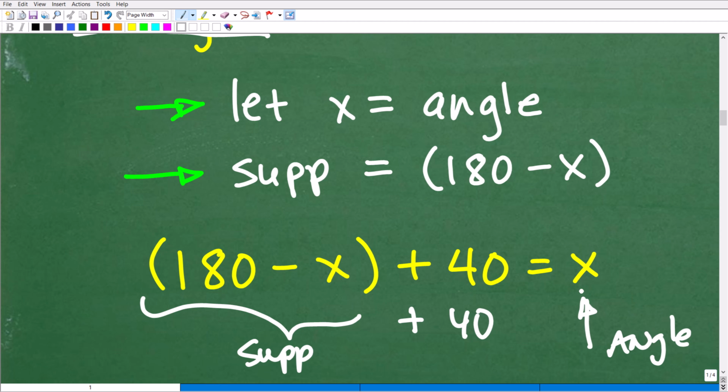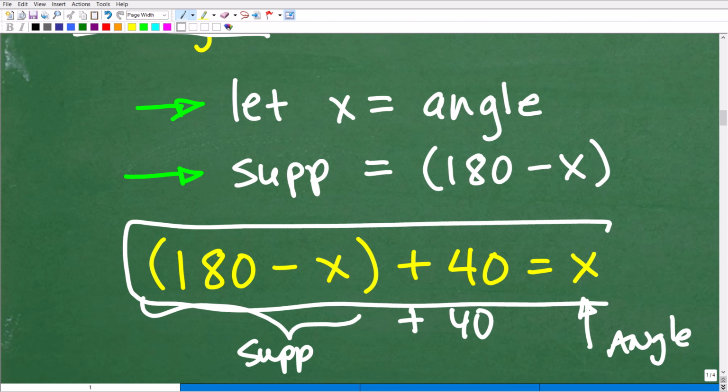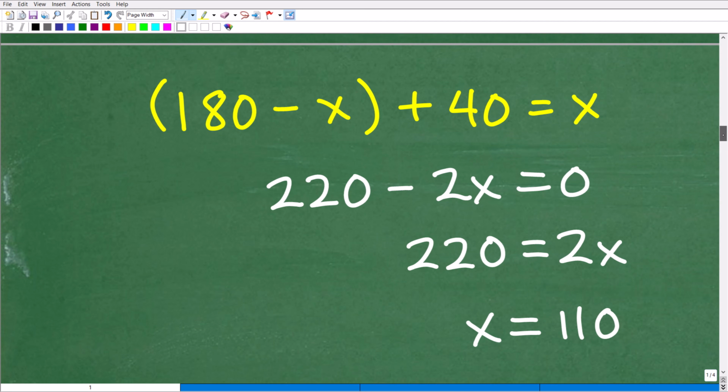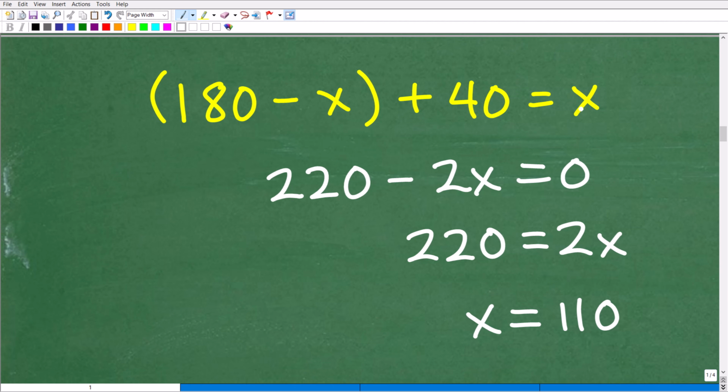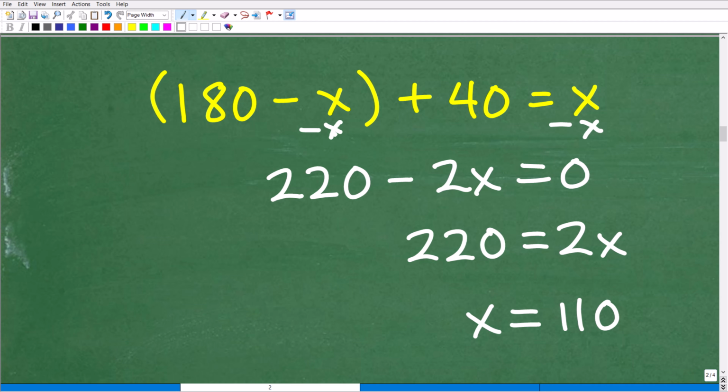All right, so here is this equation now. Hopefully you understand how we constructed it. The only thing left to do is to actually solve this for x. So let's do that right now. 180 minus x plus 40 is equal to x. Pretty simple stuff. We're going to subtract x from both sides of the equation.